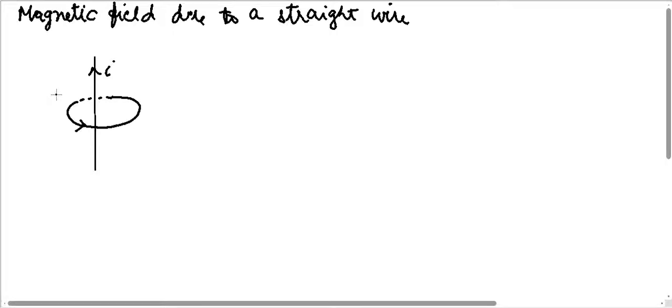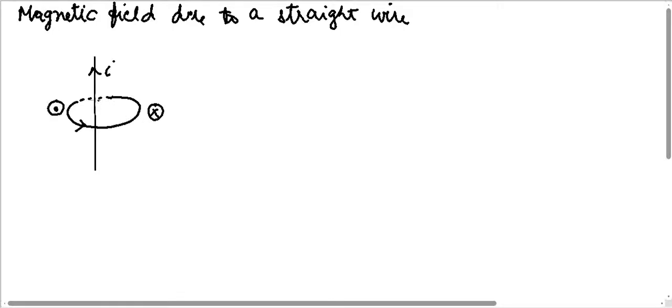and so to the left of the wire the magnetic field will come out. The notation of the magnetic field coming out will be like this. The magnetic field is coming out, going around, and to the right of the wire it will go inside the plane of the computer screen. So here the direction will be like this.